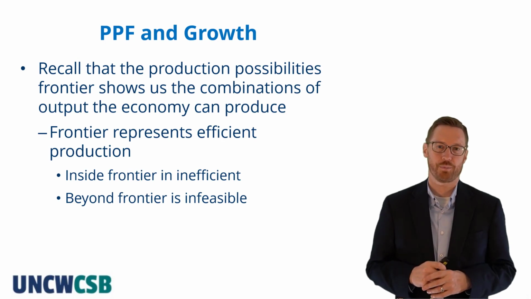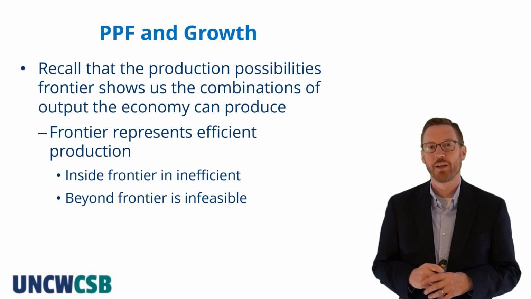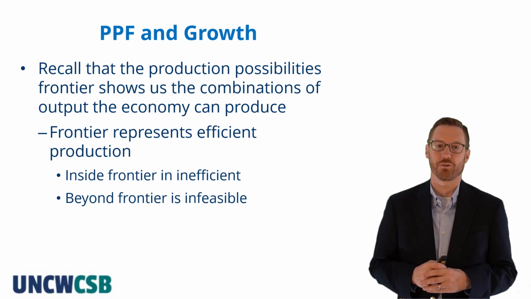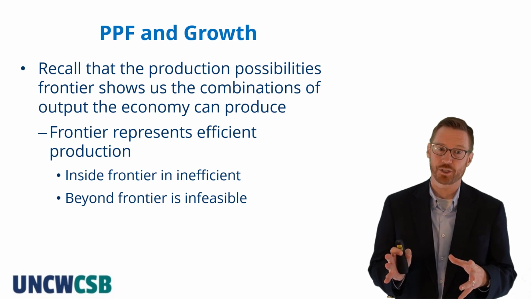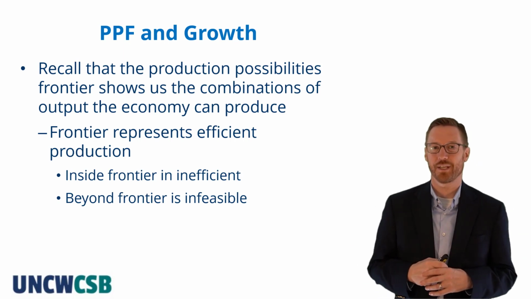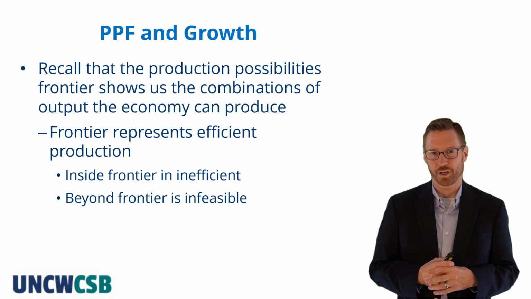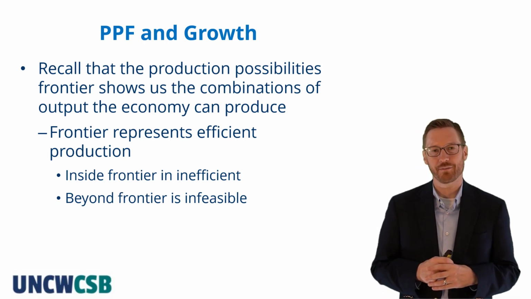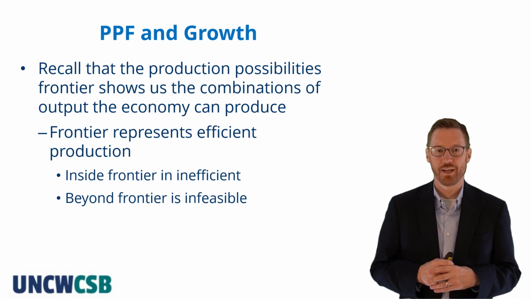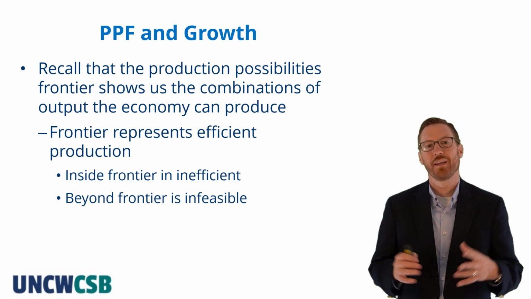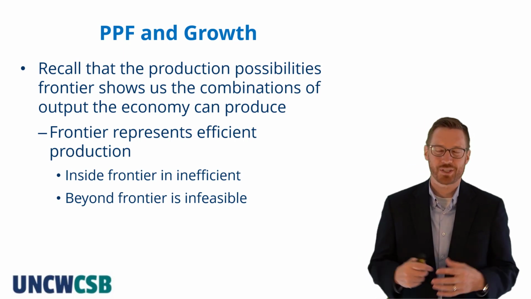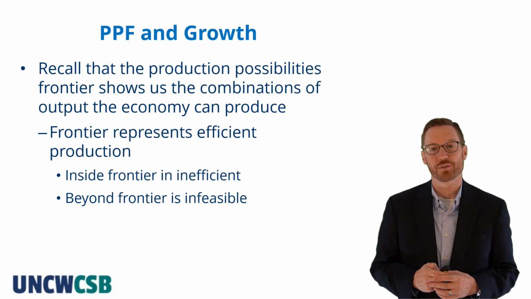So recall that the production possibility frontier shows us the combinations of output that an economy can produce. The frontier itself represents efficient production. Inside the frontier is inefficient production, not getting everything out of our scarce resources that we could. And beyond the frontier is infeasible. We just can't get there with our scarce resources.